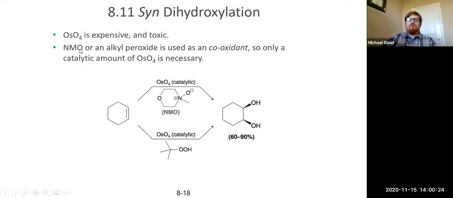So there are ways to get around it. If you use NMO, which is this guy right here, it's a co-oxidant, and it basically helps this go very quickly. So you only need just a little bit of the osmium tetroxide. Sorry, this is NMO, and this is an alkyl peroxide down here. Either way, that helps you use just catalytic amounts of the osmium.